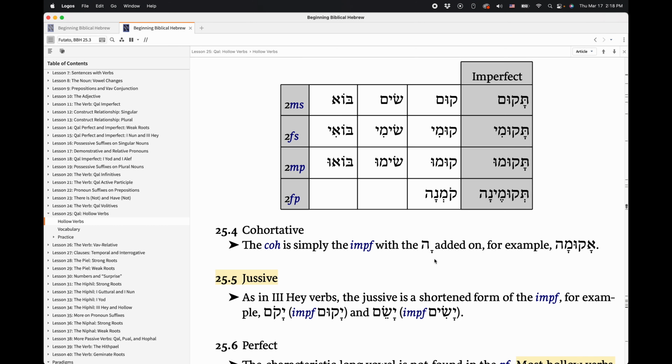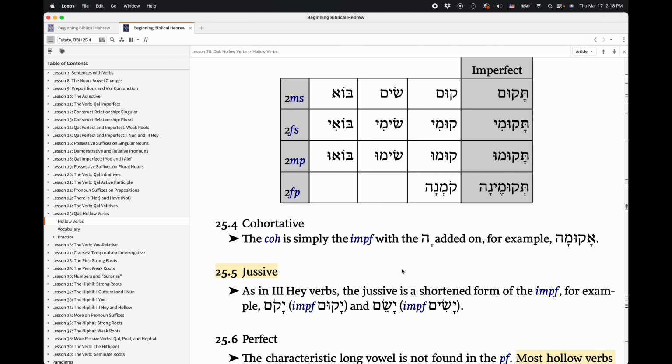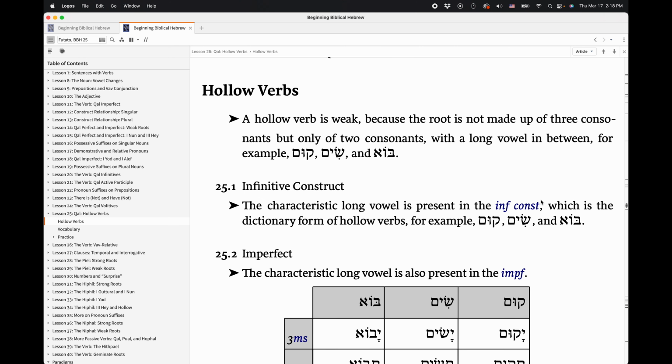Cohortative, just like with strong verbs, it's just the first person form of the imperfect with a cometz hey added. That's it. Shouldn't give you too much trouble recognizing it. You can still see the lexical form of the verb in there, cum. Just like in the imperatives, you can still see the lexical form of the verb. Now, in the 2FP, this shurik is going to move into a holum. And I think that probably has to do with the fact that this is closed and unaccented, but I could be wrong about that. So that is one little irregularity to be aware of in the 2FP, but that's a pretty rare form.